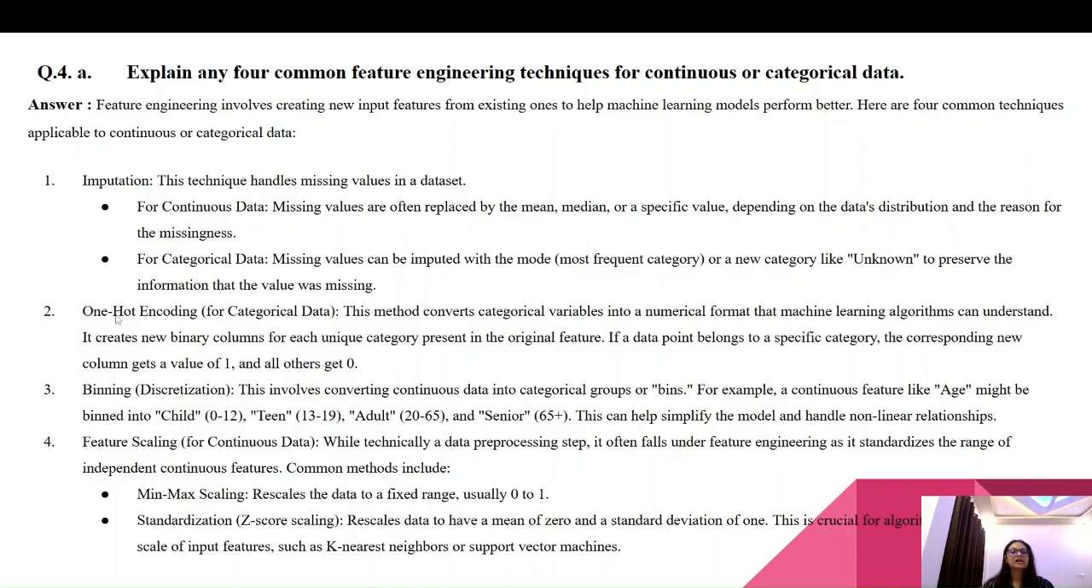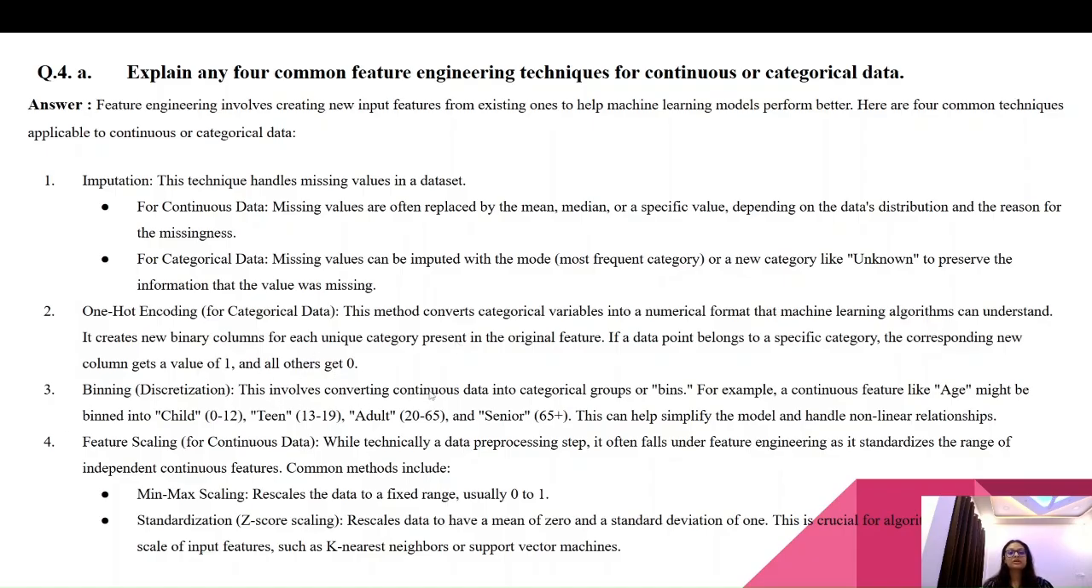The second is one hot encoding for categorical data. This method converts categorical variables into a numerical format that machine learning algorithms can understand. It creates a new binary column for each unique category present in the original feature. If a data point belongs to a specific category, the corresponding new column gets a value of 1 and all others get 0.